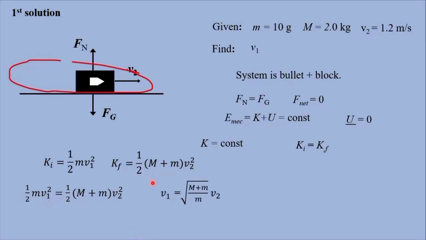So simple algebra leads to this answer. We know all numbers here, and we finally get the answer. v1 is 17 meters per second. And this is the solution of the first student.